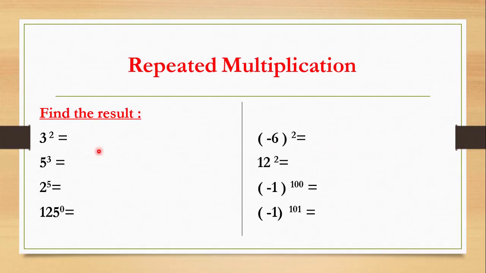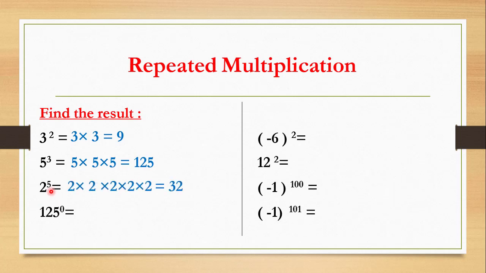Okay, let's solve some exercises. You want to find the result. 3 to the power 2 means 3 times 3. So I'll multiply 3 times 3, the result will be 9. 5 to the power 3 means 5 times 5 times 5, which is 125. 2 to the power 5 means 2 multiplied by itself 5 times. The result will be 32.